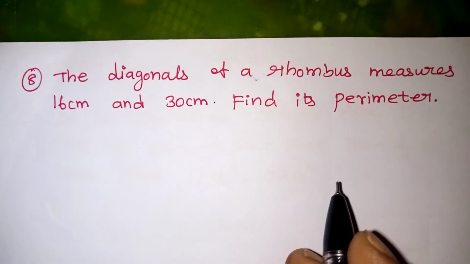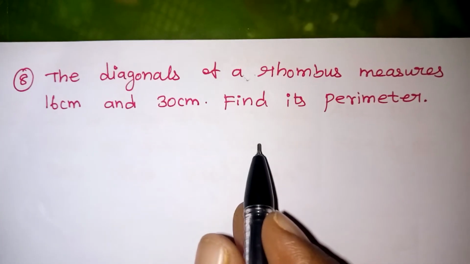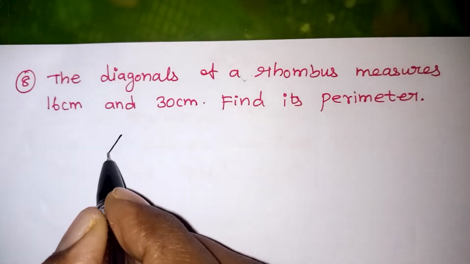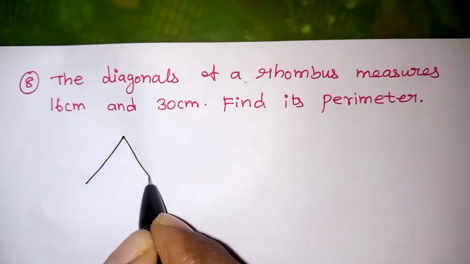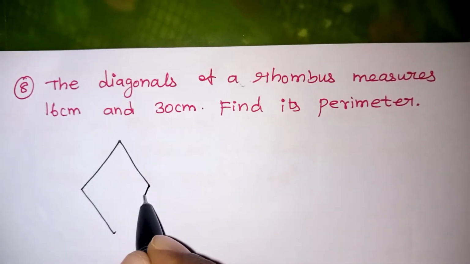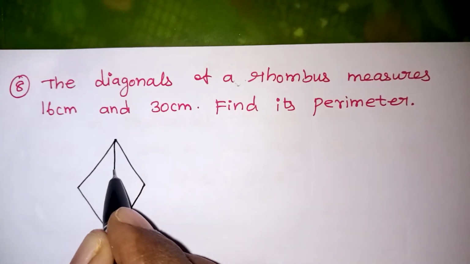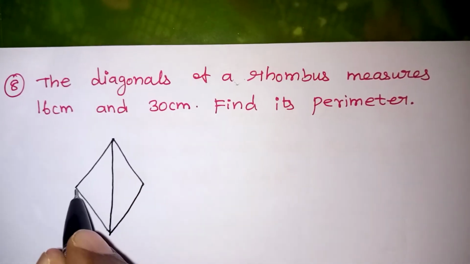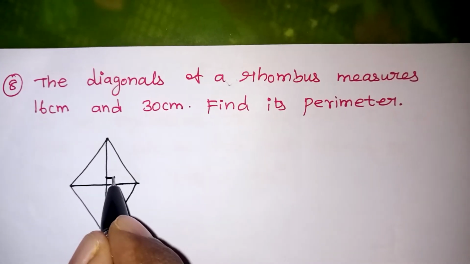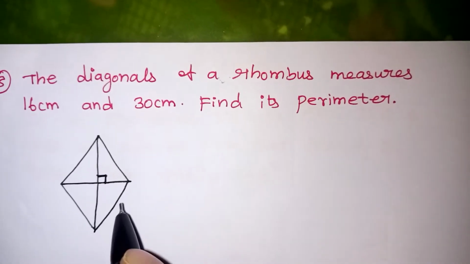Now look at question number 8. The diagonals of a rhombus measure 16 centimeter and 30 centimeter. Now diagonals are given for a rhombus. We know that rhombus means all the four sides are equal, but diagonal length will not be equal because all the angles are not 90. But we have a basic condition. Diagonals meet at 90 degree for a rhombus. Both the diagonals will meet at 90 degree. That is a condition we are having.